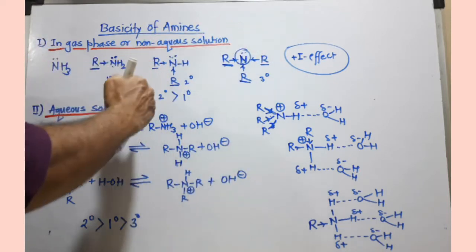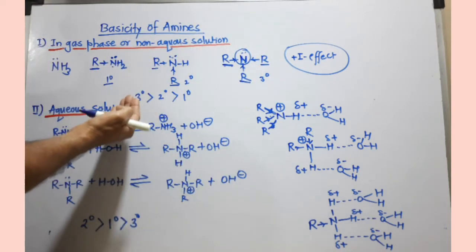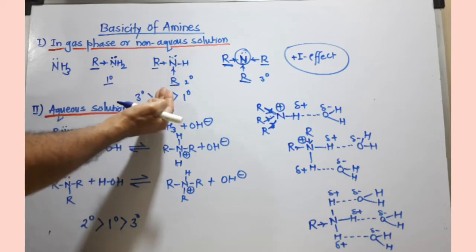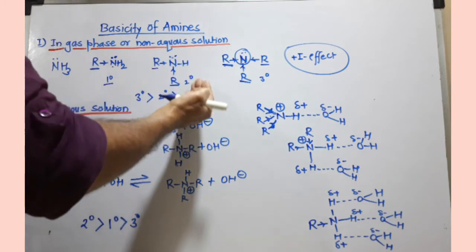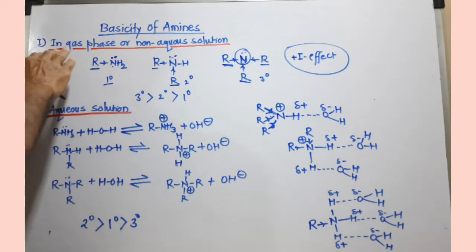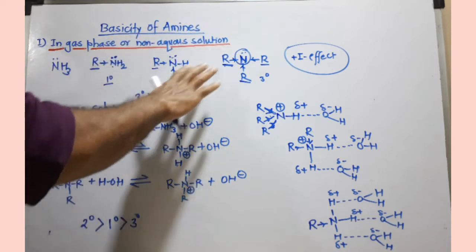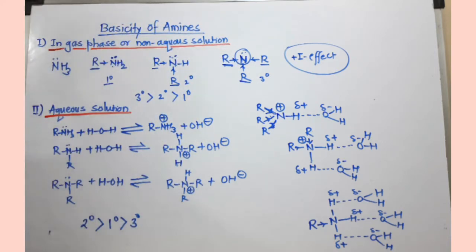So as per this rule, tertiary amine becomes more basic than the secondary, and secondary amine becomes more basic than the primary amine. So this is the order we get when we consider their basicity in gaseous phase or in non-aqueous solvent.